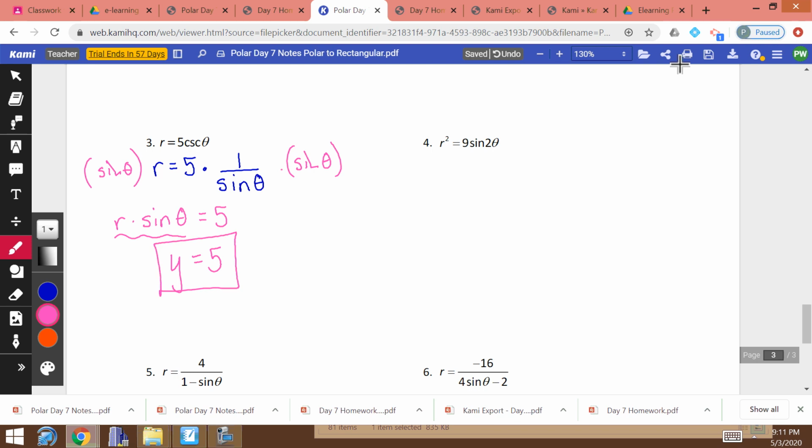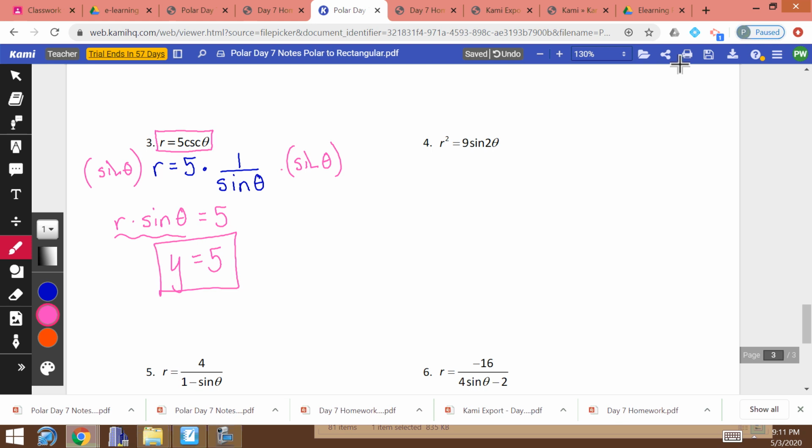Now you might be thinking, what the heck, y equals 5? That's a horizontal line. Yes, it is. If you were to graph this equation in polar, it is also just a line. If you graph that, try it on your calculator, try it on Desmos, it is just a horizontal line. Kind of interesting there. Okay, so that one actually happened to be a function.